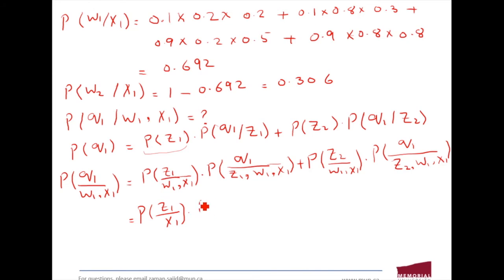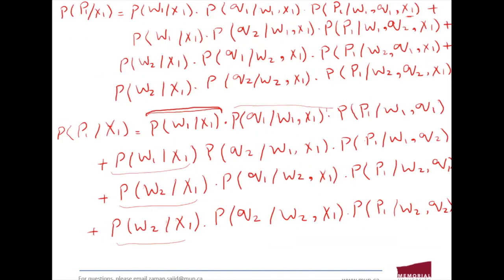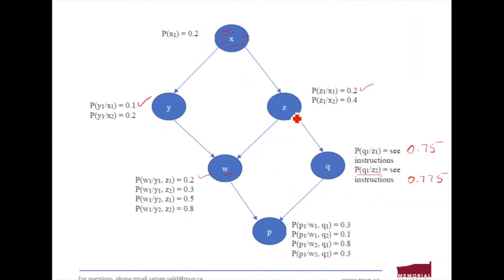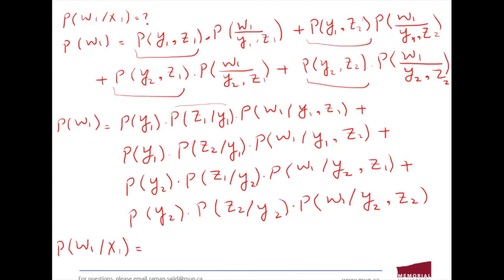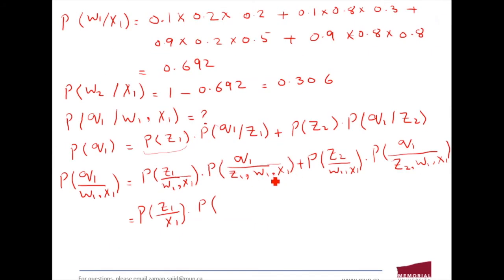Multiplied by the probability of, we will look at the parent of the Q here in the network. So the Q parent is only Z here. So that means in this term I can ignore my W1 and X1. Why? Because Z is the only parent of Q. So this term will reduce to my Q1 given that Z1.